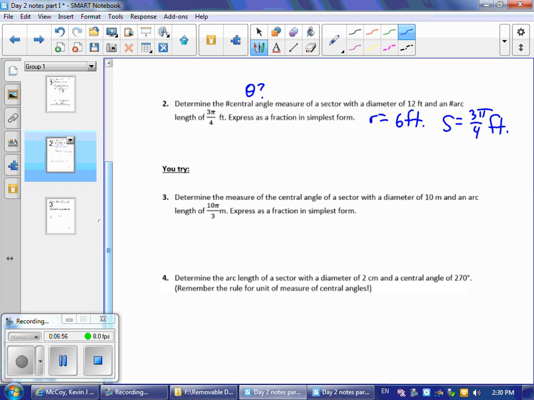All right, plug these things into your formula. So the arc length is 3 pi fourths, and that's going to equal the radius times theta, which is our central angle. In order to solve for theta, we need to divide both sides by 6. Dividing a fraction by something is like multiplying by the reciprocal. So hopefully you guys remember that dividing this thing by 6 is the same thing as multiplying by the reciprocal of 6, which is 1/6.